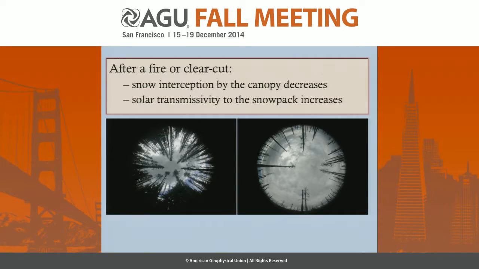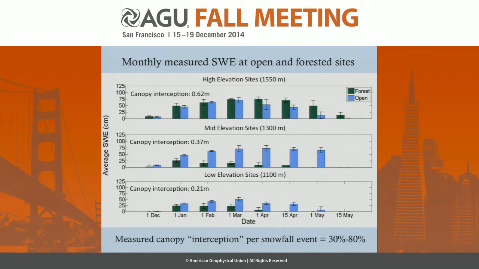This is what it looks like from hemispheric scale photos. So after a fire or a clear cut, you have a whole lot more solar radiation coming in, and the interception decreases substantially. This is something I've shown before. I don't want to spend a whole lot of time on it, but here are our high elevation sites. Green is the forested, blue is the open.